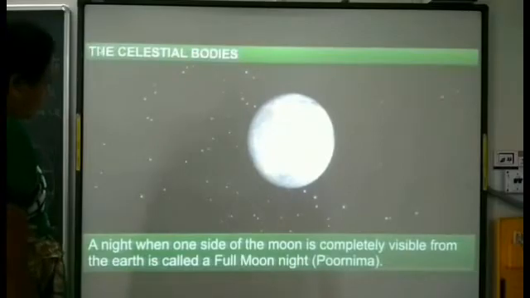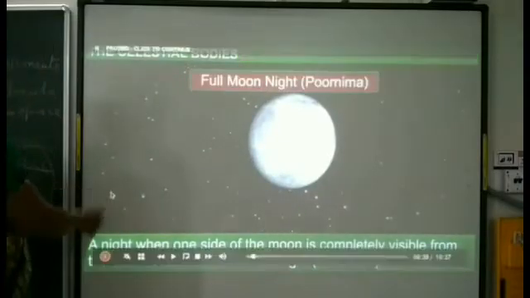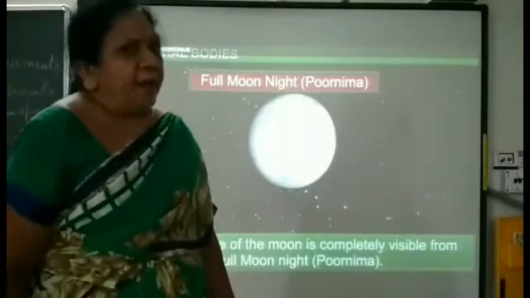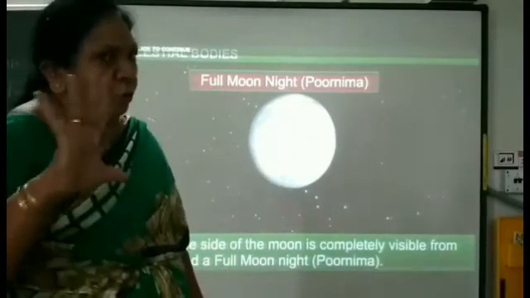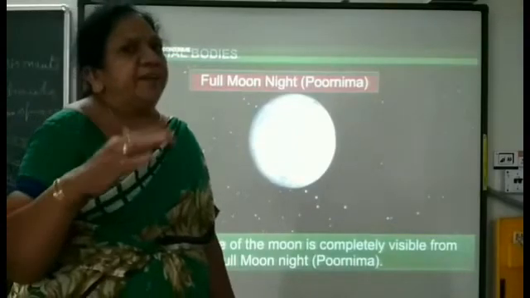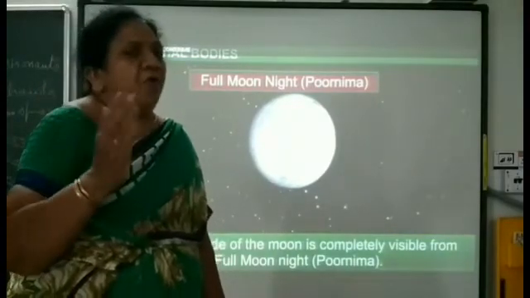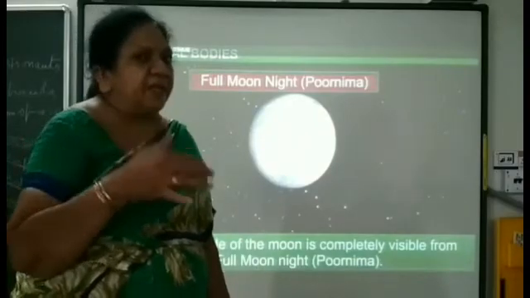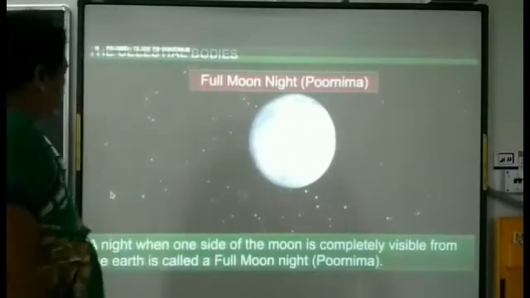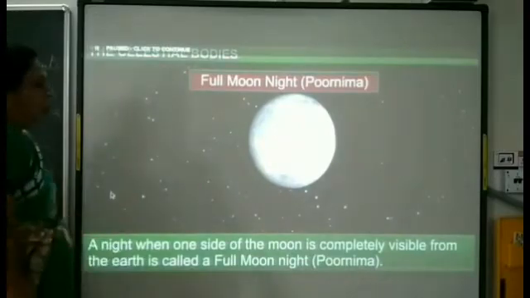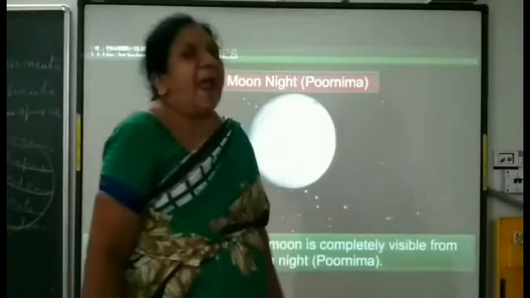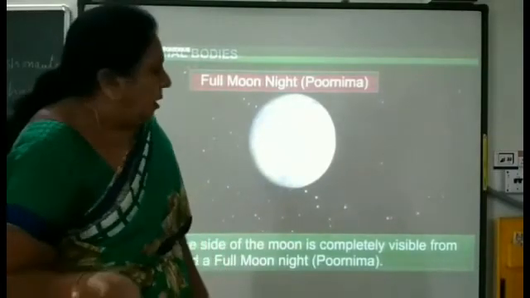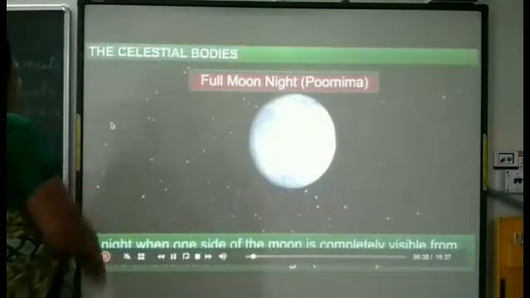In Hindi, a full moon night is called Purnima. You are studying about full moon day and new moon day. Full moon day means the moon is full, and new moon day means, at that time, a fortnight of 15 days is dark and 15 days there is light on the moon. This is called full moon, or Purnima. And new moon day means Amavasya, when we cannot see the moon.